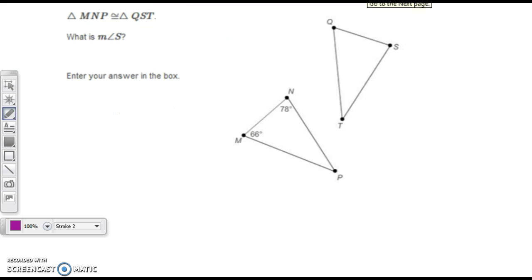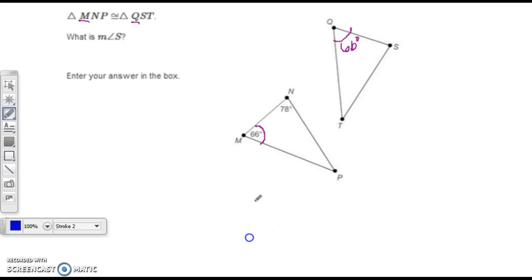All right, triangle MNP is congruent to triangle QST. What is the measure of angle S? All right, so let's go ahead and, I just like to color code. It makes me happy. So M goes with Q, so I'm going to go ahead and mark them over here. M is 66. That means Q also has to be 66. Because the triangles are congruent, their corresponding parts also have to be congruent.